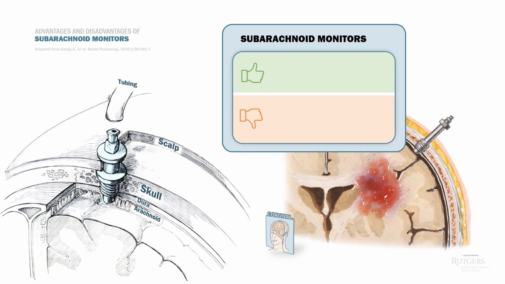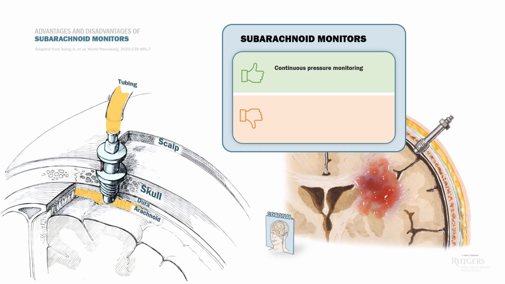Finally, there are subarachnoid bolts, which are essentially hollow screws that can be placed through the skull next to the dura. For subarachnoid monitors, the dura is punctured. This allows the CSF in the subarachnoid space to form a fluid column, which touches the transducer placed in the bolt. There are no fancy wires here, just simple fluid dynamics.